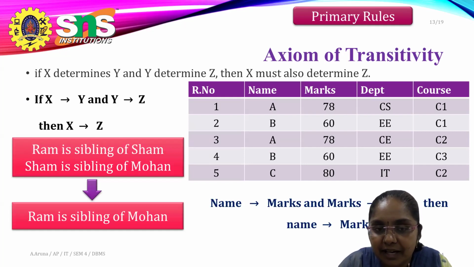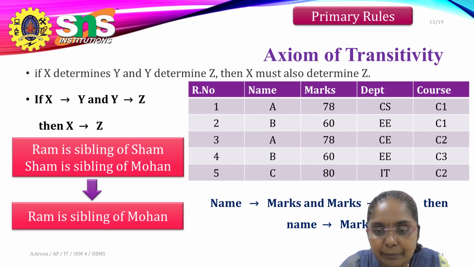Second is the axiom of transitivity. In the previous video, I explained transitive functional dependency, and the same thing applies here. If X determines Y, and Y determines Z, then indirectly X can also determine Z. For example, Ram is a sibling of Shyam, and Shyam is a sibling of Mohan. Then, by using the transitivity property, I can say Ram is a sibling of Mohan. This type we call transitivity.